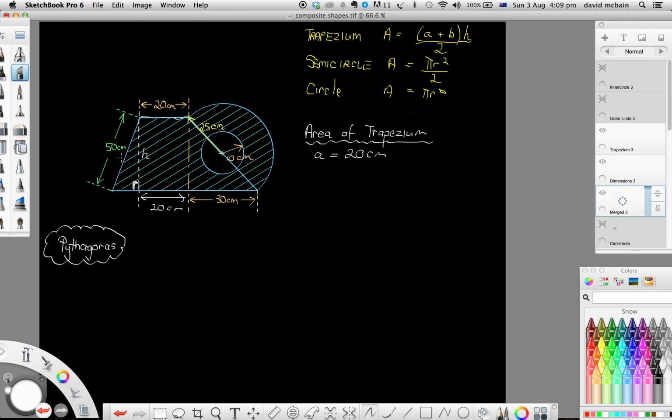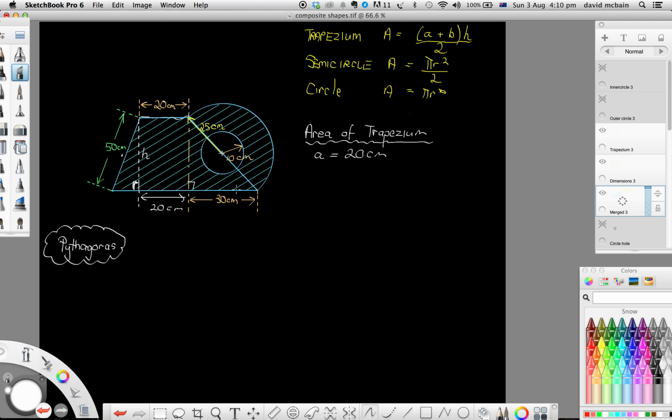Well, we know one side, we know that's 50. But we don't really know h either, do we? So how are we going to do that? Well, is there another triangle we can use that shares the same height? Yes, there is, and you guessed it, there's a triangle here.